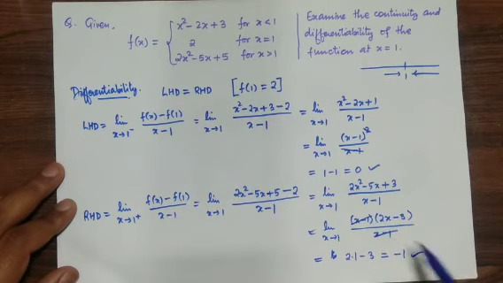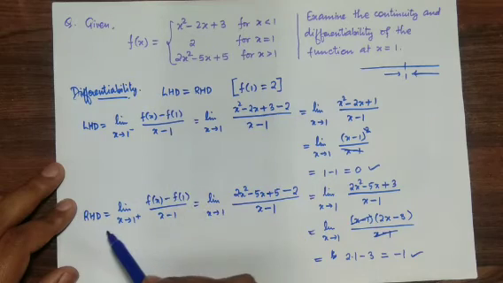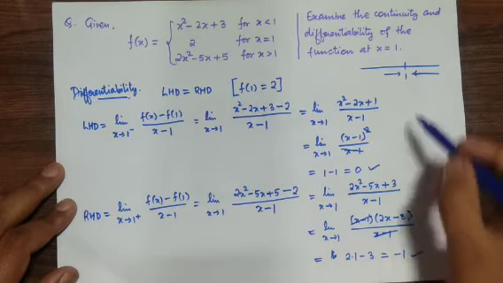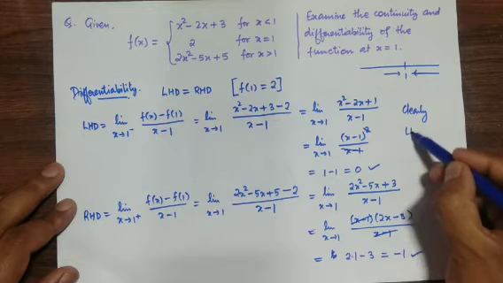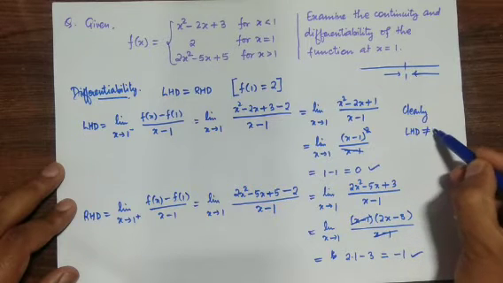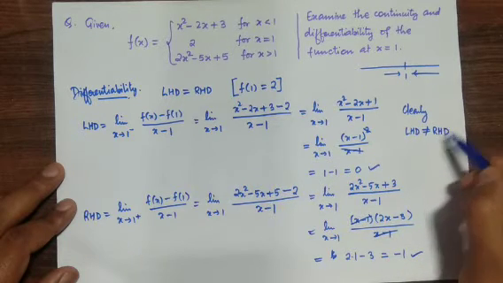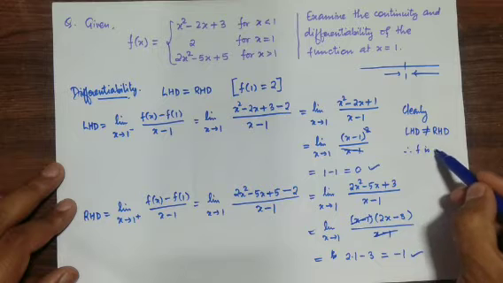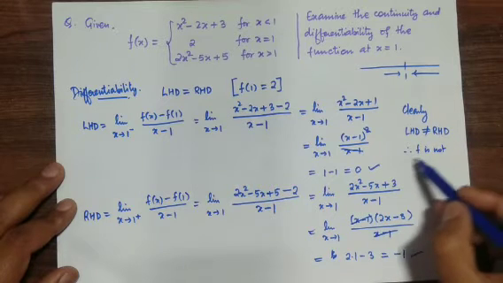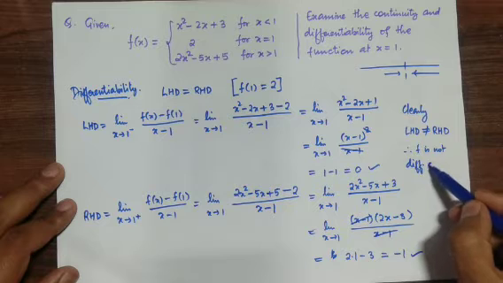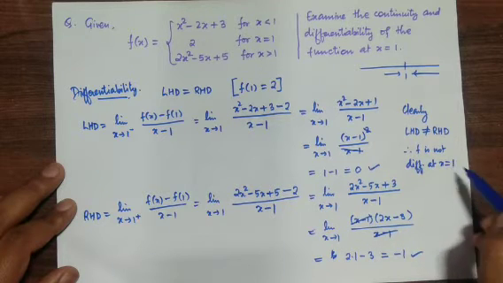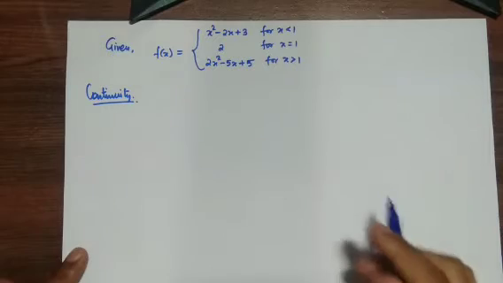So clearly we see that the left hand derivative and right hand derivative are not equal. So clearly the left hand derivative is not equal to the right hand derivative. Therefore f is not differentiable at x equals 1. So pause the video to note down.